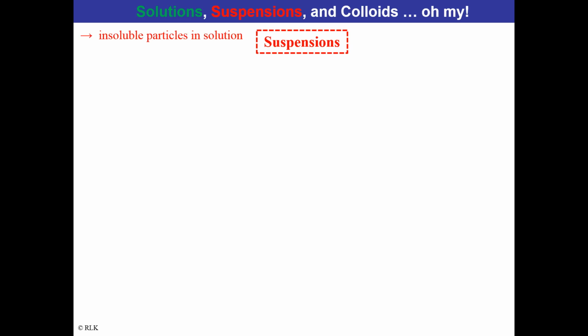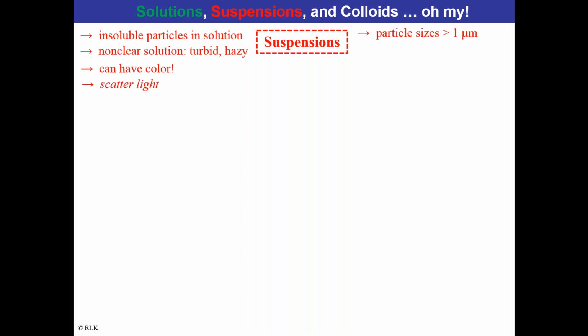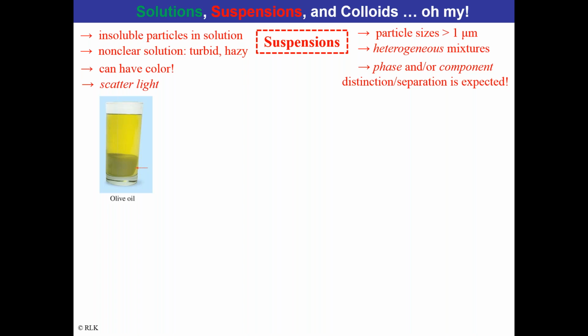What about suspensions? Here we have insoluble particles in solution. Generally, they're non-clear, meaning that they will have some turbidity or haziness to them. They can have color. They will scatter light because light will scatter from the individual particles. The particles in there are generally greater than 1 micron. And you can have heterogeneous mixtures, and phase and component distinction and separation is expected.